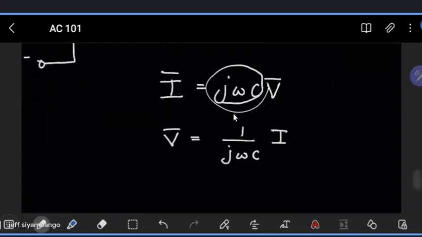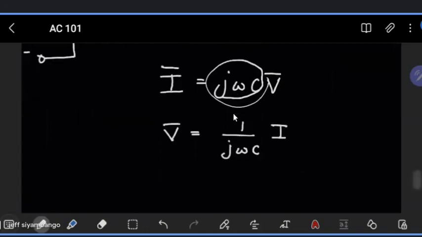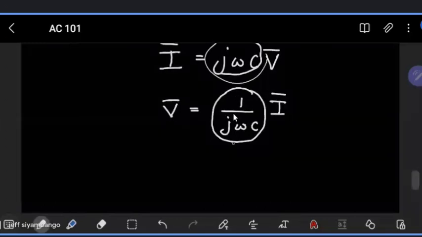Now again, you have to observe that this term here takes the position of resistance in Ohm's law. This is the phasor current. In other words, this would be the resistance of a capacitor, or since for a capacitor, resistance is basically also taken as impedance, this is going to be the impedance across that capacitor.